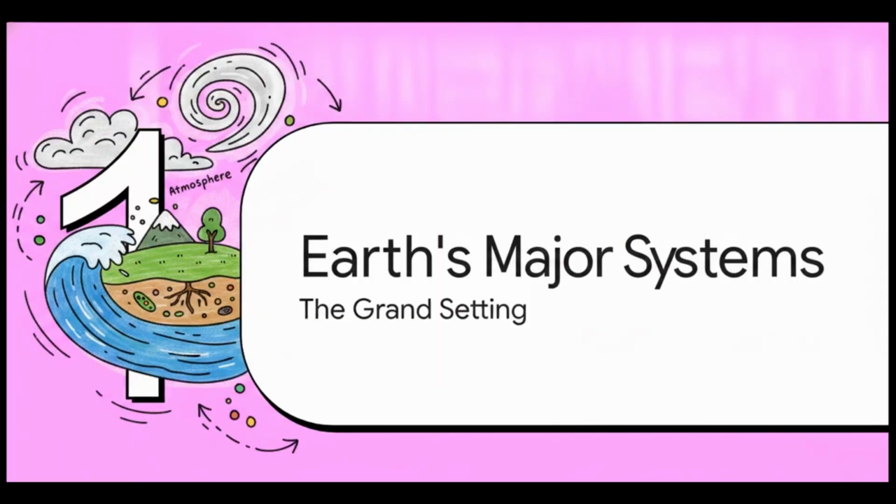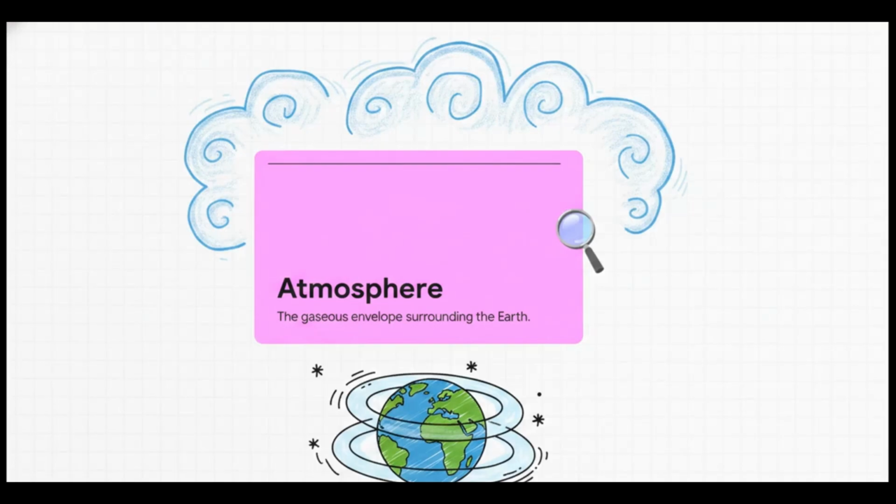Earth's 4 major systems. To really grasp environmental science, we first have to set the stage. Our Earth is this complex, perfectly balanced interaction of 4 massive spheres. First up is the atmosphere, the gaseous envelope surrounding the Earth. And here's a pretty wild way to think about it. If the Earth were an apple, the atmosphere would actually be thinner than its skin. Yet this totally invisible dynamic shield provides the air we breathe, it regulates our global temperatures, and it blocks out harsh cosmic radiation. It is, quite literally, the planet's breathable skin.